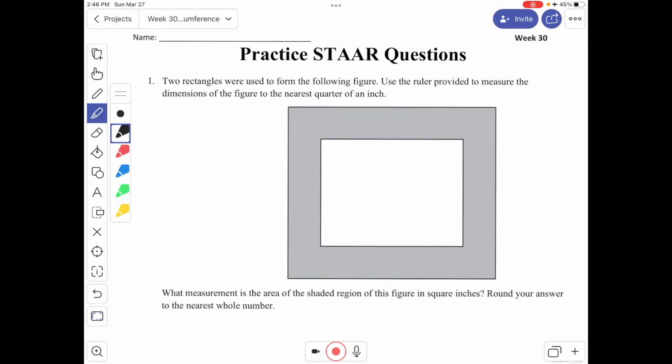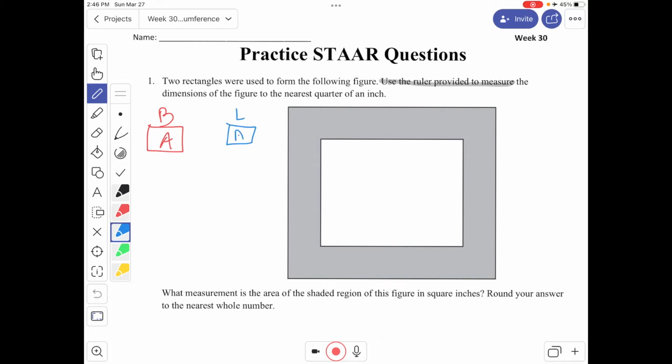Remember, when it says to use the ruler provided, that's going to be the ruler on your mathematics chart. You're going to need to measure the big rectangle and find the area. And you're going to need to measure the little rectangle and find the area. And then you subtract that to find just the shaded region.